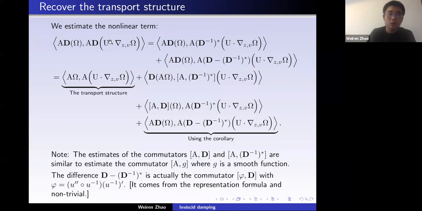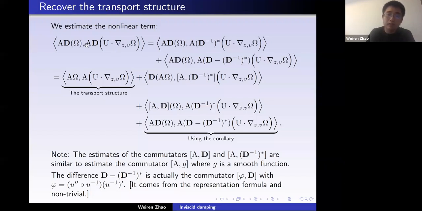So how to deal with this term? Here we introduce a very interesting phenomenon and a very interesting calculation: we just replace this d by d minus 1, the dual of d minus 1. And then we have some type of d minus 1, the dual. So later we'll mention that this one is just a commutator.